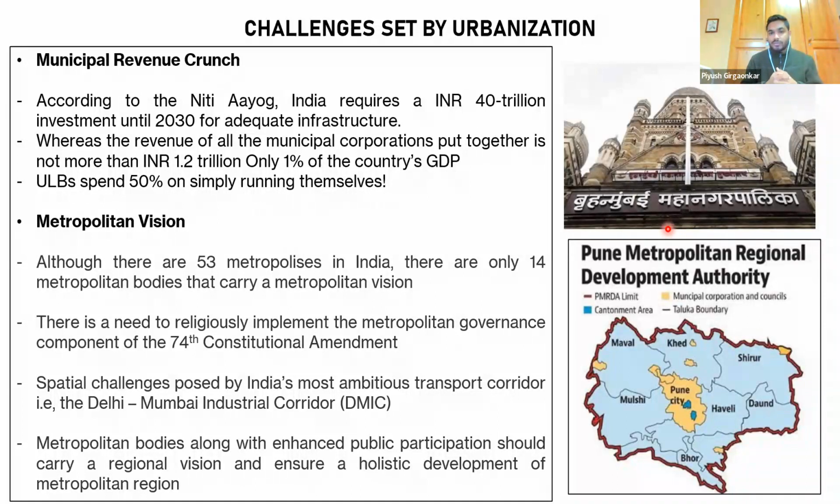The implementation of the 74th Constitutional Amendment still poses a big problem, especially in the metropolitan governance context, because one of the key aspects of metropolitan governance, as far as the 74th CAA is concerned, is that it is supposed to enable a metropolitan planning committee wherein two-thirds of the representatives should be elected representatives and one-third should be technical experts.